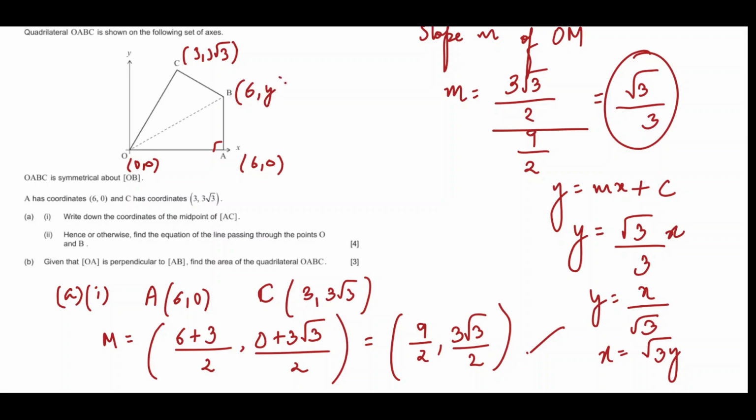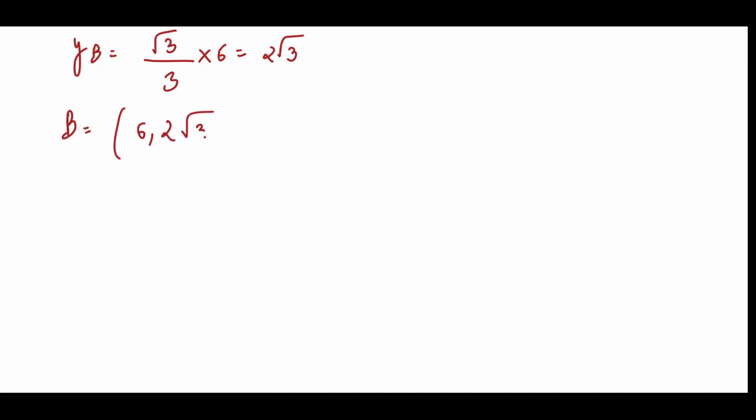Now we do not know what is the y coordinate of B, but we know that point B is lying on this line, the equation of the line which we just found out in the previous part. So can we find out the y coordinate of B? Yes, we can. The y coordinate of B will be under root 3 over 3 multiplied by 6, which is equal to 2 under root 3. So what will be the coordinates of B? The coordinates of B will be 6 comma 2 under root of 3.